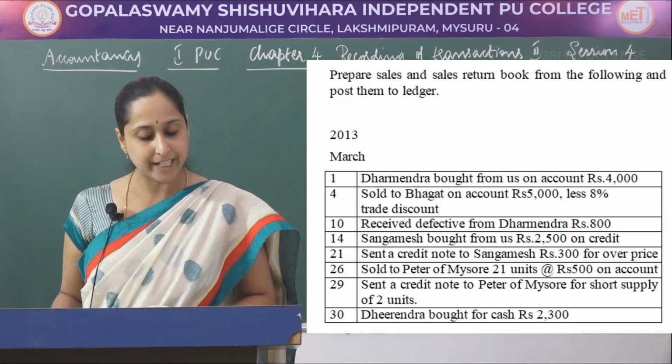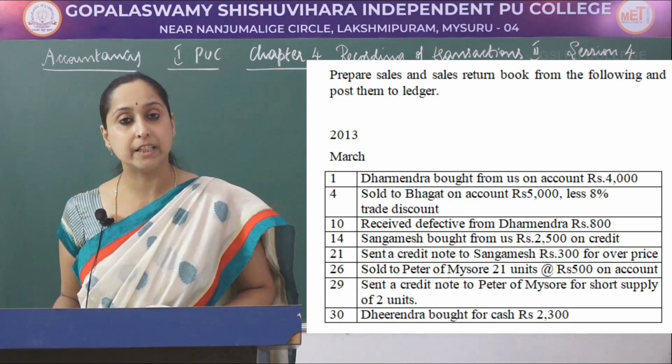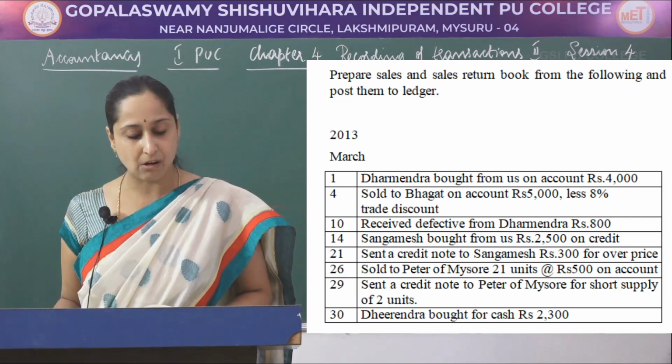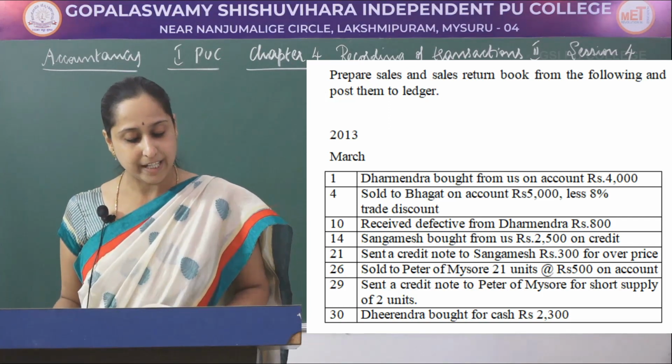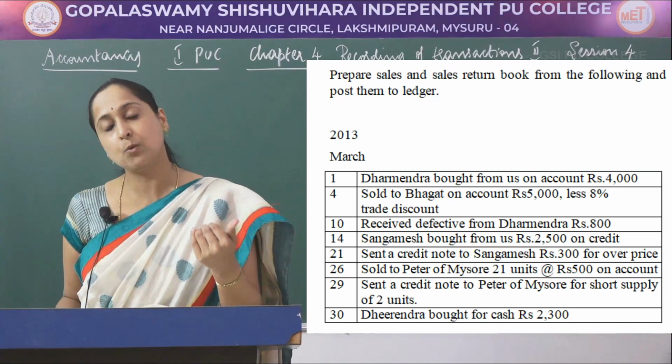On 30th, Dhirendra bought for cash rupees 2,300. So this we do not record here because Dhirendra bought for cash from us. Dhirendra received goods from us.